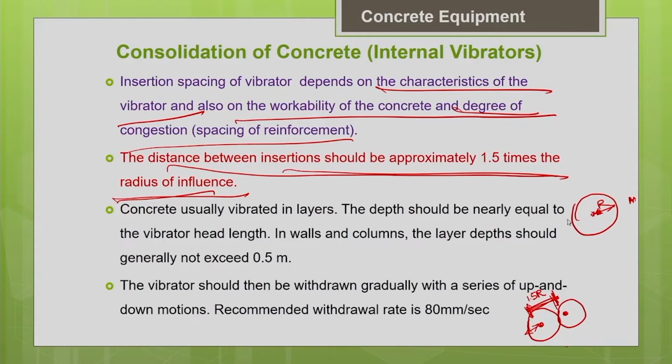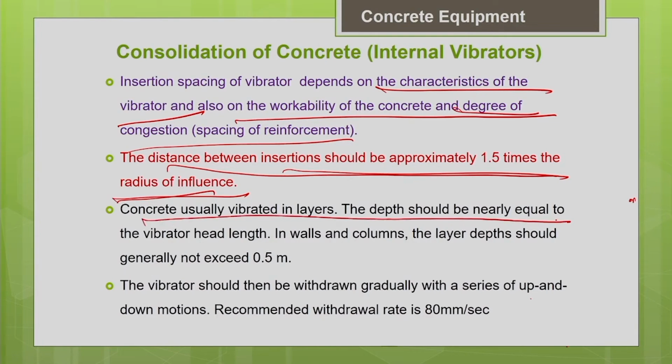Basically, we vibrate the concrete in layers. The depth of the vibration layer will be nearly equal to the vibrator head length. In walls and columns, the layer depth should generally not exceed 0.5 meter. This is the guideline we should keep in mind. You should not exceed 0.5 meter.